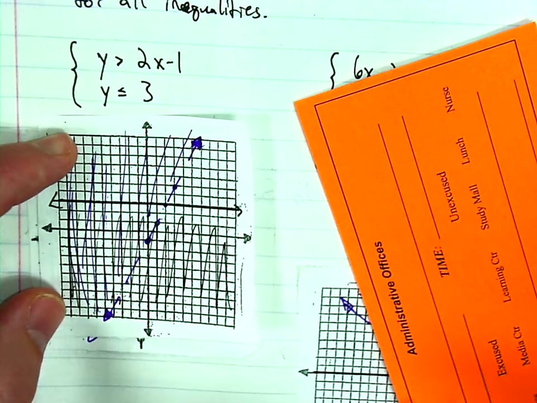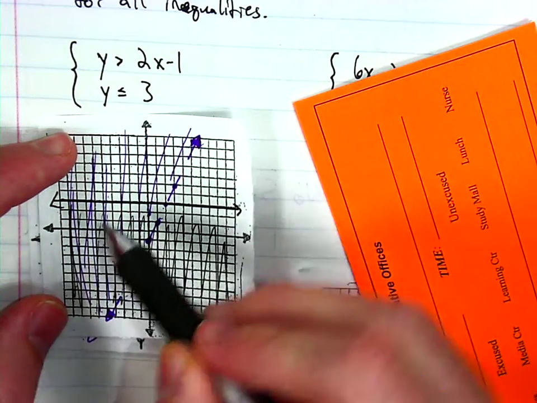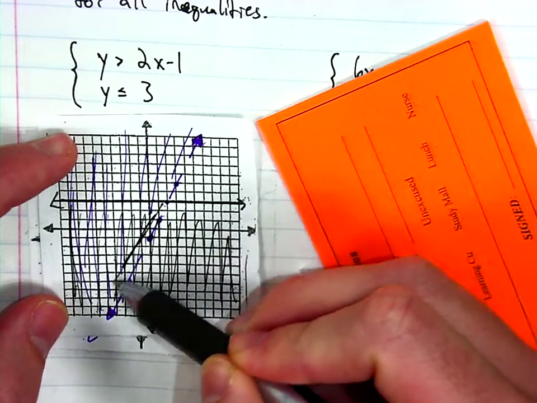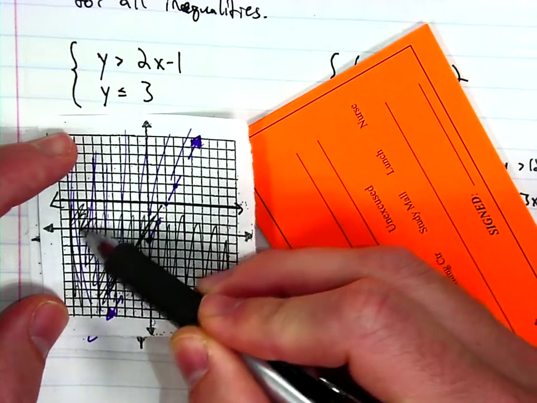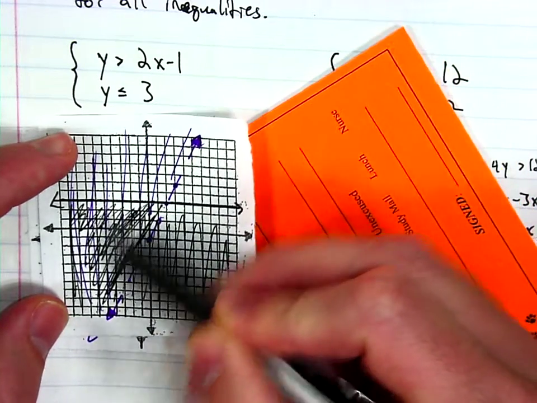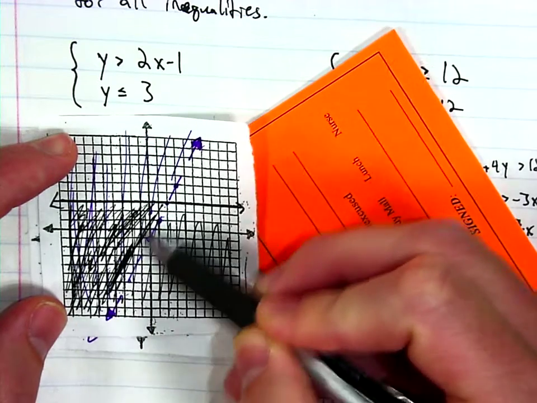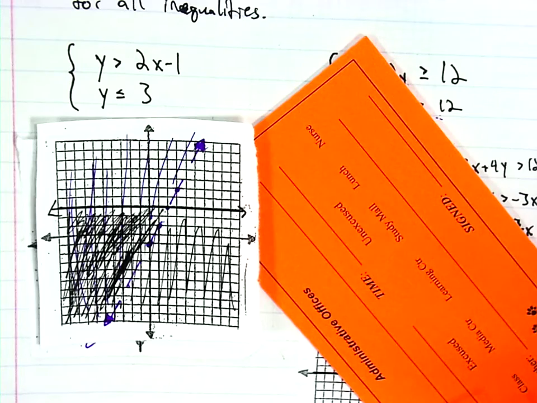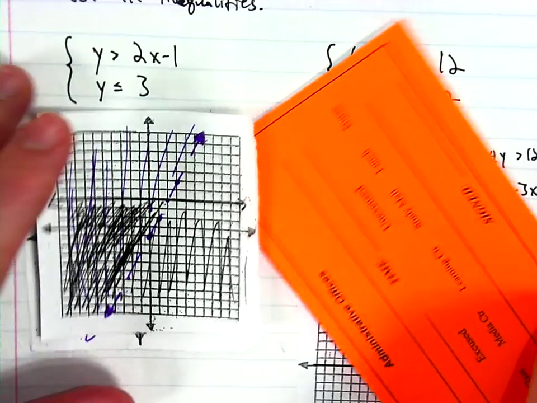Okay, and you can kind of see where the purple and the black overlap, and our region that is shaded for both is going to be this bottom left-hand side down there. Okay? Not too bad.